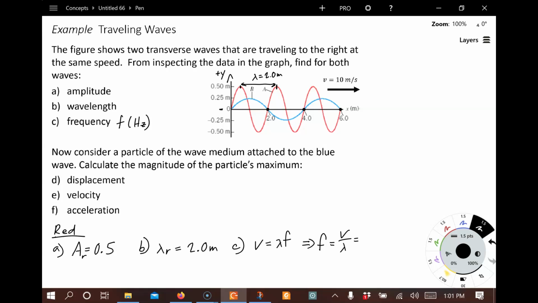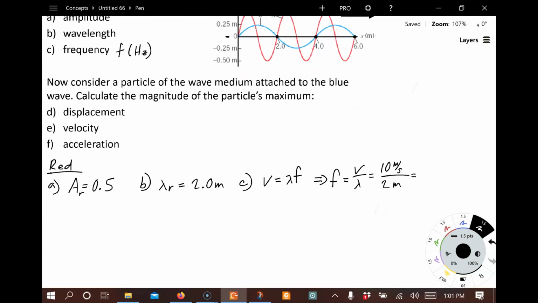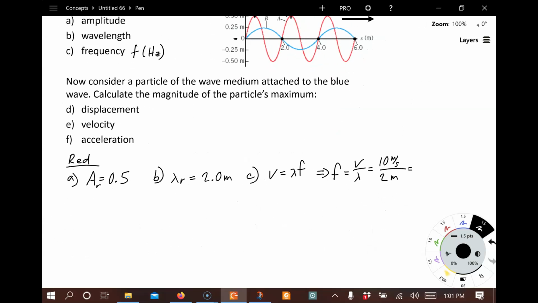In this problem, the speed is 10 meters per second, and the wavelength is equal to 2 meters for the red wave, which gives us a frequency here. We're going to cancel out the meters, and we're going to end up with 5 per second, which of course is the same as 5 hertz. 1 over second is a hertz.